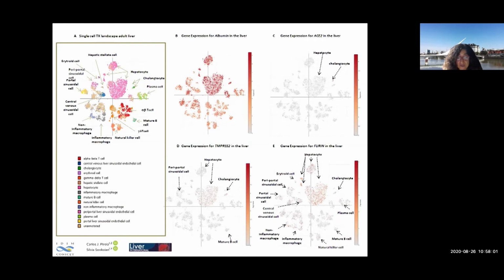However, expression levels vary extensively across the cell types. ACE2 showed the highest expression levels in cholangiocytes, followed by hepatocytes, and the other 2 receptors show low levels across all cell types, from hepatocytes to all cell populations.